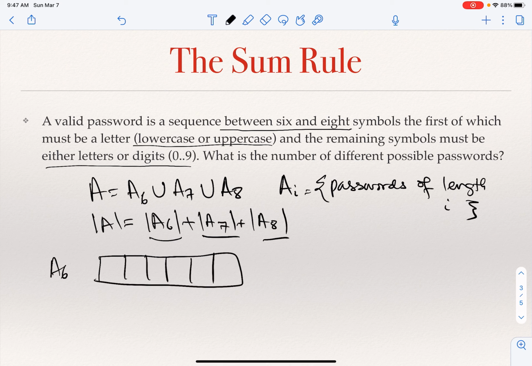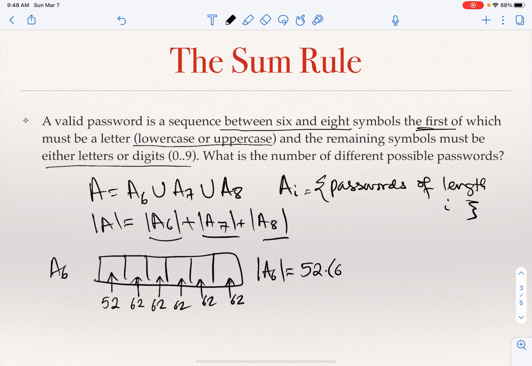What we are saying here is that the first element must be one of these 52 letters. So in this first place, we can put any of the 52 letters, upper and lower case. The remaining symbols can be a letter or one of the 10 digits. So the second one can be any of the 52 letters or any of the 10 digits, so we have 62 possibilities. The same thing with the third, fourth, fifth, and sixth. So the cardinality of A6, using the product rule, is 52 times 62 to the fifth.